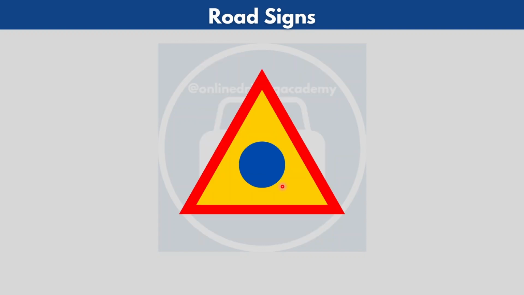We can see another triangle sign with a red border. However, we can see a yellow background with a blue circle in the center. Now, this sign will indicate to you that beyond this sign, you will find a police block.